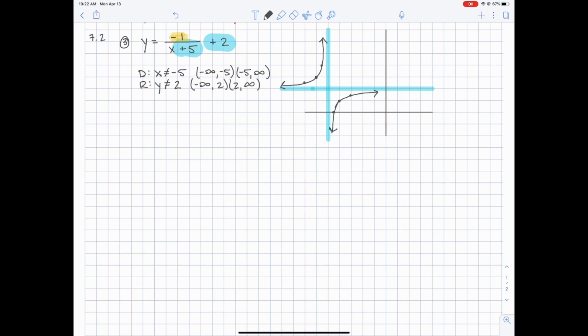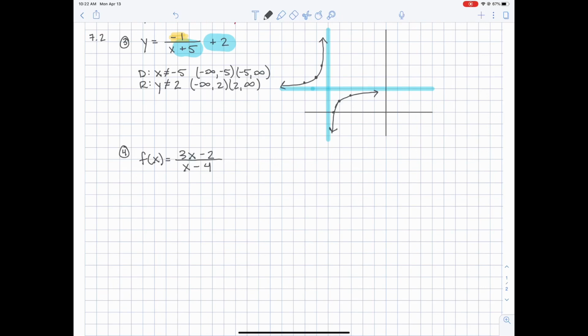Okay, I have one more for you to graph. We are going to go ahead, I'm going to put this in function notation, and we're going to say f of x is equal to 3x minus 2 over x minus 4.